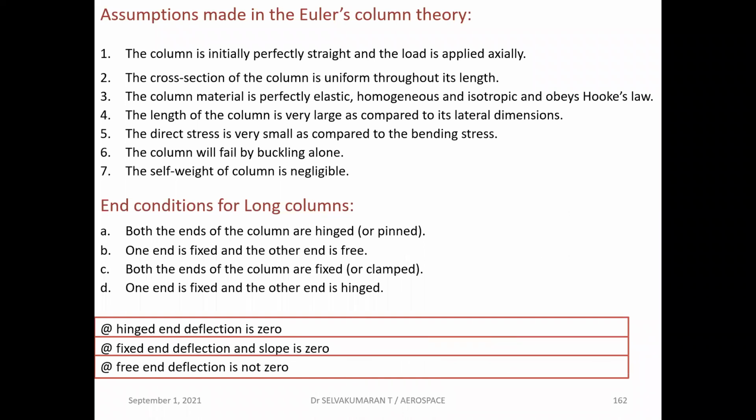So we need to understand certain boundary conditions that you might have learned in the deflection of beams, whether it's deflection in a simply supported beam or in a cantilever beam. Certain end conditions which we followed for determining the constants of integration in the double integration method. That is, at the hinged support, deflection is 0. At the fixed end support, both slope and deflection are 0. And at the free end, deflection is not 0. We need to remember all these while deriving the expression, because we have to integrate and get the constants of integration using these boundary conditions.